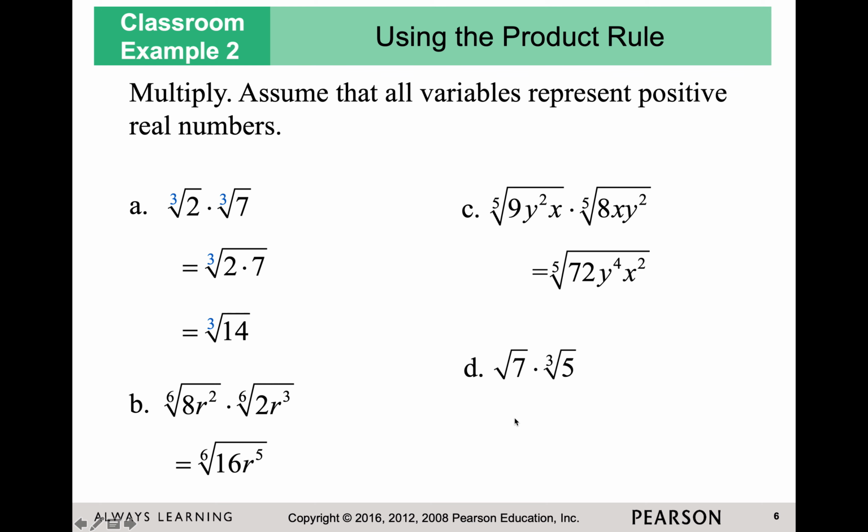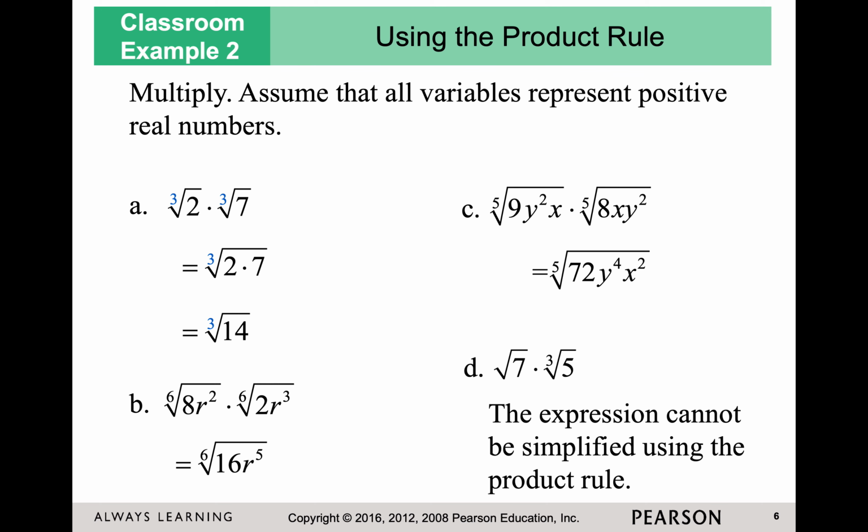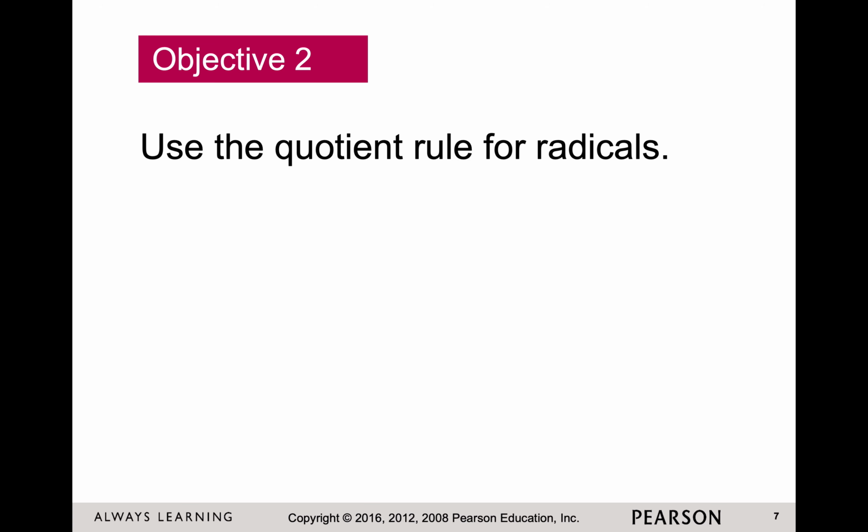In D, these are not like radicals. I can't do anything. That is the final answer, because my index is not the same. Now I'm going to look at the quotient rule for radicals. So instead of multiplying, I'm looking at division.